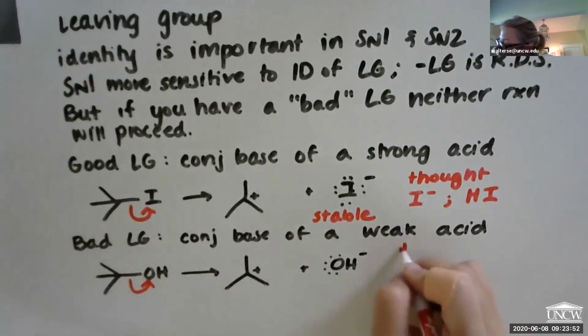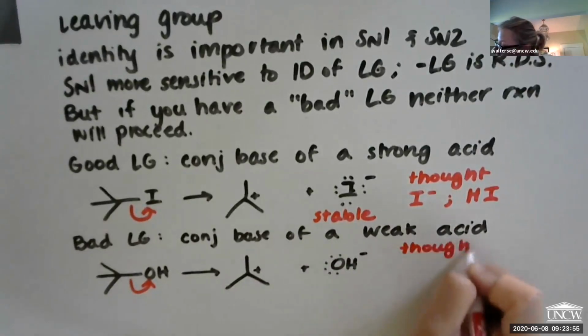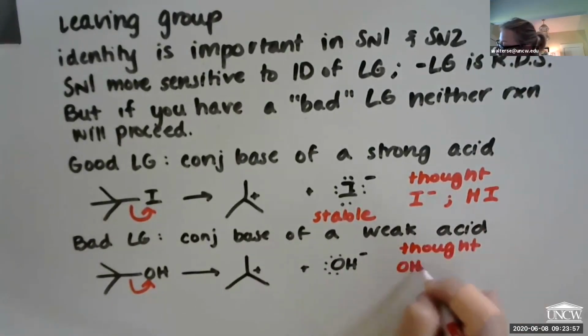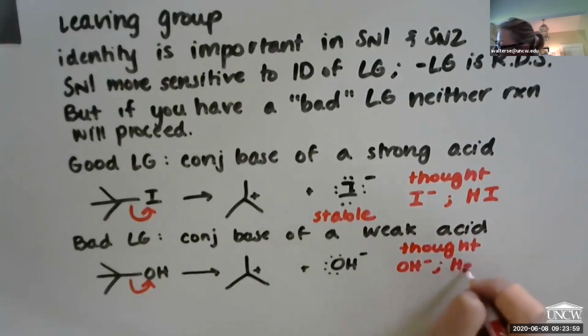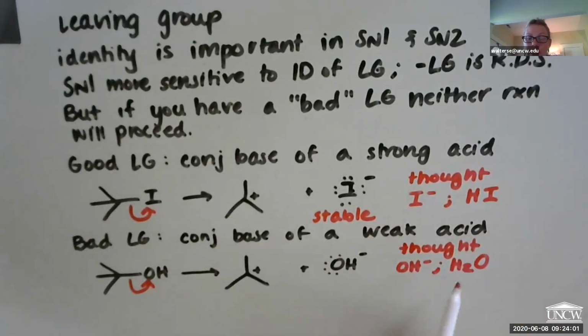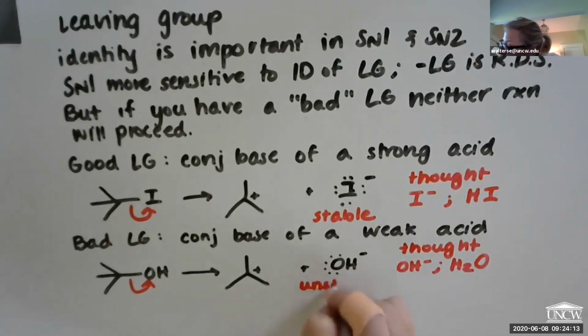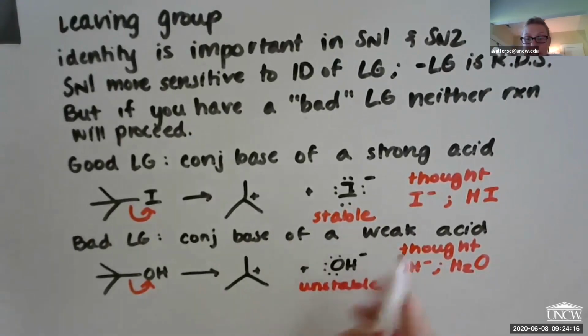But in your thought experiment, hydroxide is related to water, and water is a weak acid, which means the equilibrium dominated species is water, and you get very little hydroxide, which means this is a more unstable species. If this is unstable, it means this reaction won't proceed.